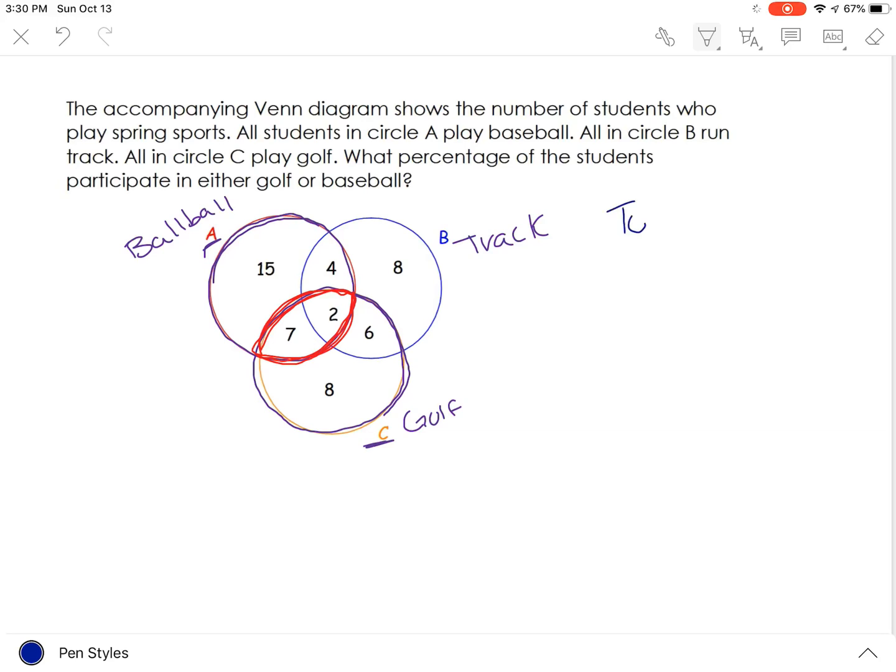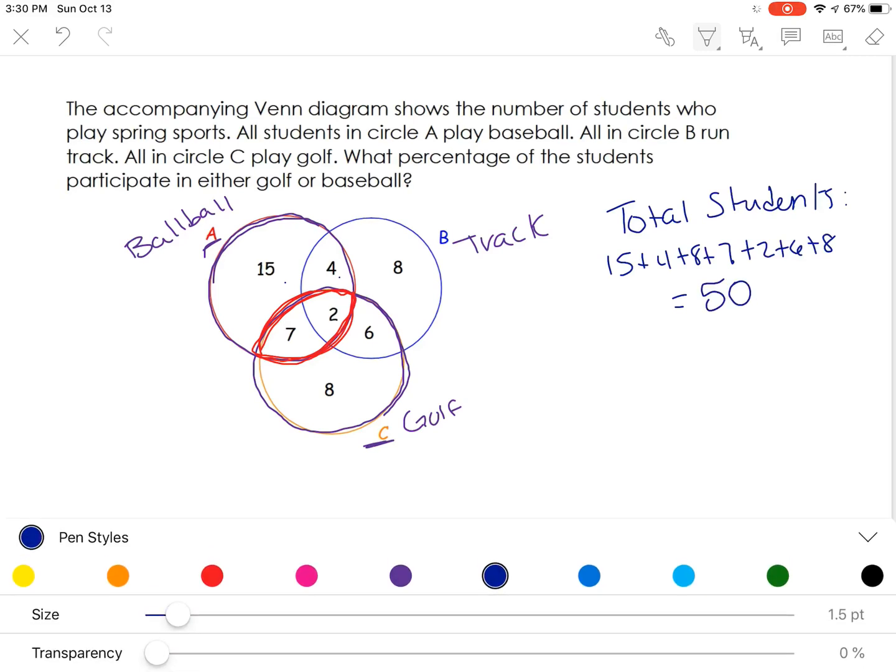So let's add up everything to find the total students just to start off here. We're going to add up every single number. So 15 plus 4 plus 8 plus 7 plus 2 plus 6 plus 8. That's every number in our Venn diagram. So that gives us a total of 50 students.